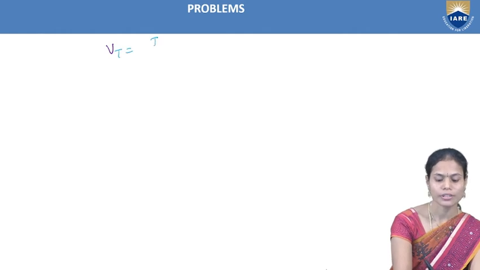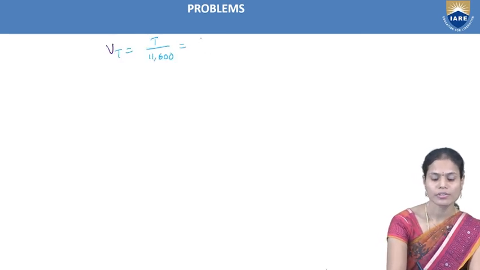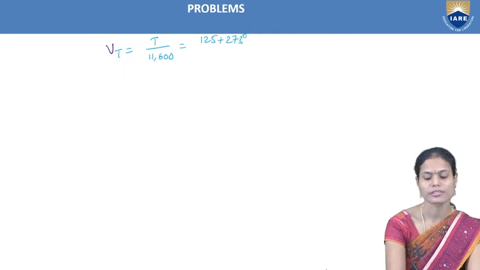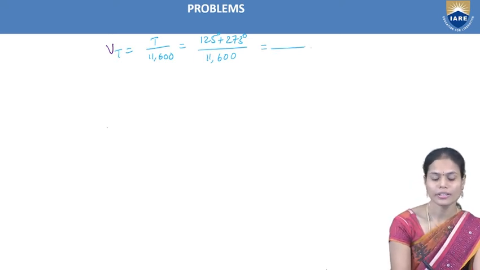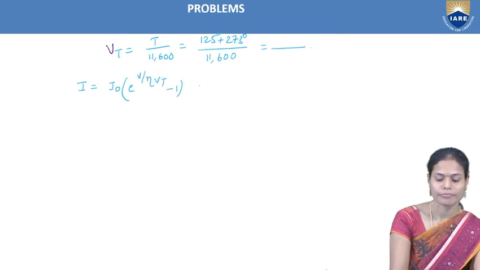Vt equal to T by 11,600. The given temperature value is 125, so 125 plus 273 degrees divided by 11,600. If we simplify this, we will get the Vt value. After finding Vt, we need to calculate the current in the diode, that is I equal to I naught into e power V by eta Vt minus 1.